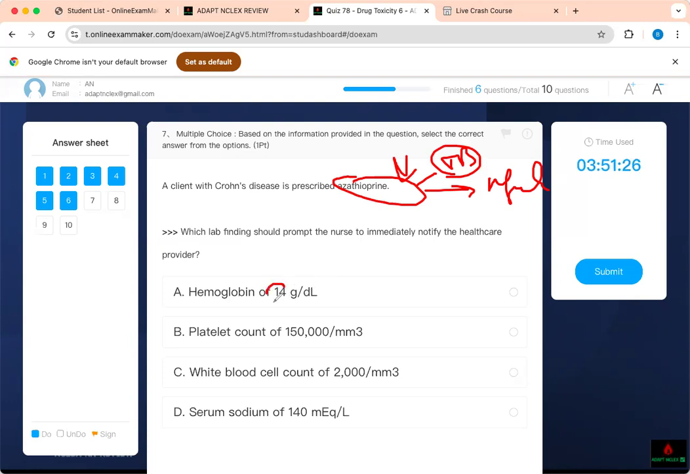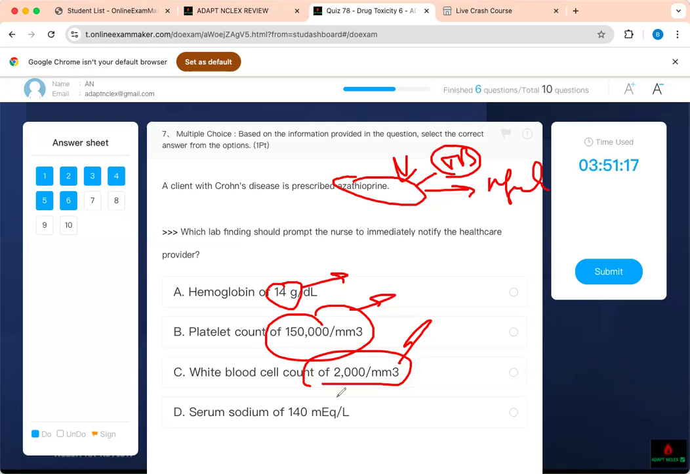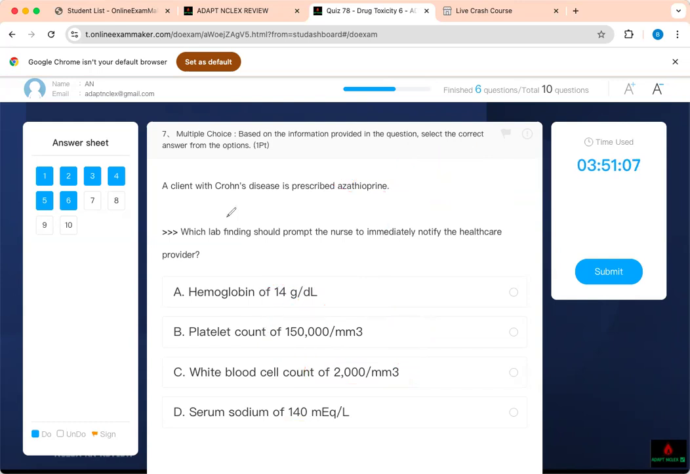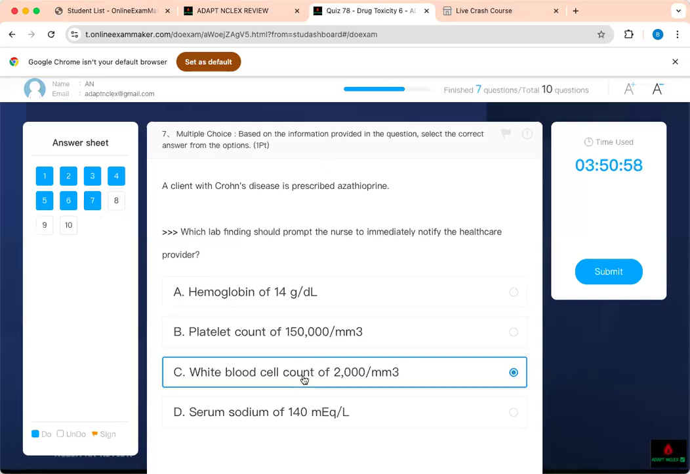Hemoglobin of 14 is normal. Platelets 15,000 is also okay. This is agranulocytosis. A white count less than 2,000 is too low. This individual will have risks of infection. This is normal. Sodium is normal. You're giving them something that will make them more prone to infection. The white count is already 2,000. Neutropenia is not good.